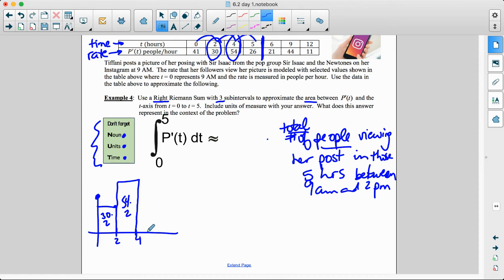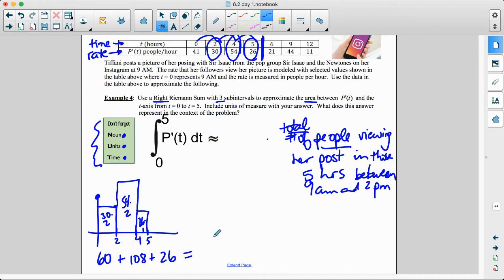And then from 4 to 5, which is skinnier, width is 1, it's a height of 26 on the right side. So you look at the right side of the interval's y value. So this would be 26 times 1, which is just 26. So we have 60, 30 times 2, plus 54 times 2, which is 108, plus 26. And then you add those up.